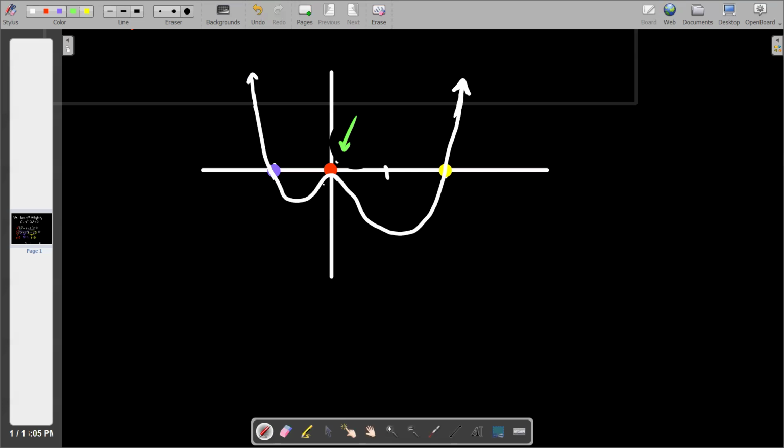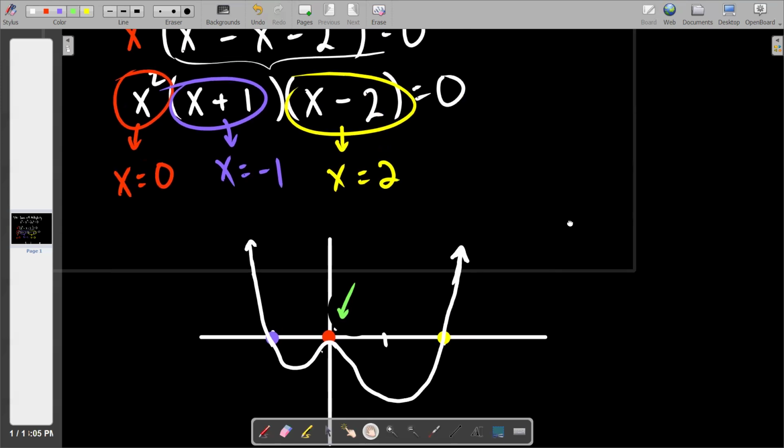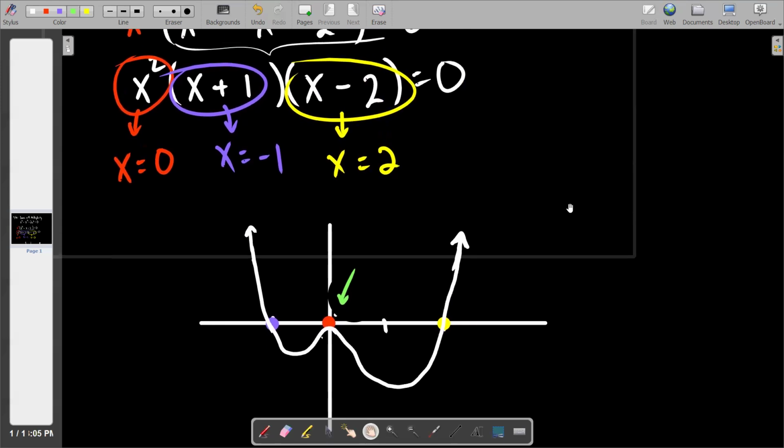Anyone want to take a stab at why? You don't know this yet because your teacher hasn't told you this yet, but the number of factors that you get, or the number of zeros that you get from a factor, is directly exactly the same as its degree. What is the degree of this red factor? 2. Then it will give us 2 answers.